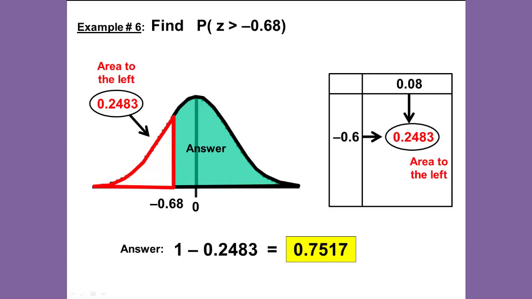our area that we found in the table of 0.2483. So we get 1 minus 0.2483 for an answer of 0.7517. And so that is the area to the right.